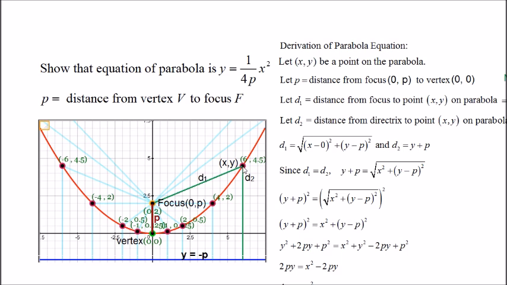This point is (x, y), and therefore the distance from the point to the x-axis is y. So the distance from here to here is y. And then the distance from here to here is p, and so the distance from here to here is p. And so the length of this segment will be y plus p.